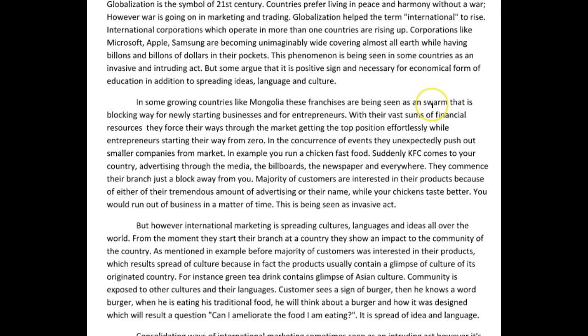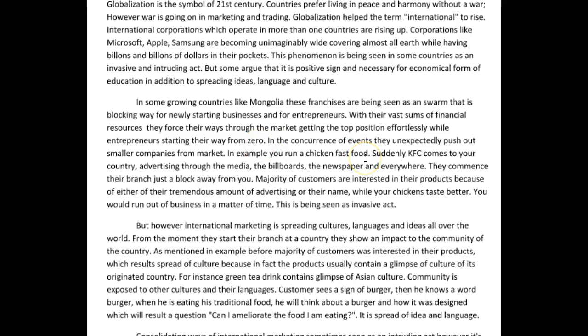So your intro sentence should raise the idea. So in some developing countries, local businesses are being forced to close down as a result of the presence of international brands. Those companies with the largest advertising budgets are able to market their products effortlessly, I like this, while local entrepreneurs who are forced to compete are less able to do so.